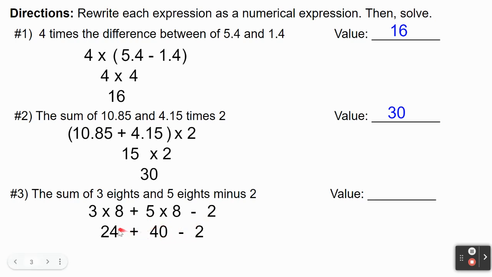We can see now there's no more multiplication or division, so we can move on to subtraction and addition. Here we see there's both addition and subtraction in the problem, so we're going to be doing this from left to right, just as if we were reading a sentence. Since the addition comes first, we're going to add 24 plus 40 to get 64. Now we can subtract 2. So 64 minus 2 is 62. The value of this expression is 62.